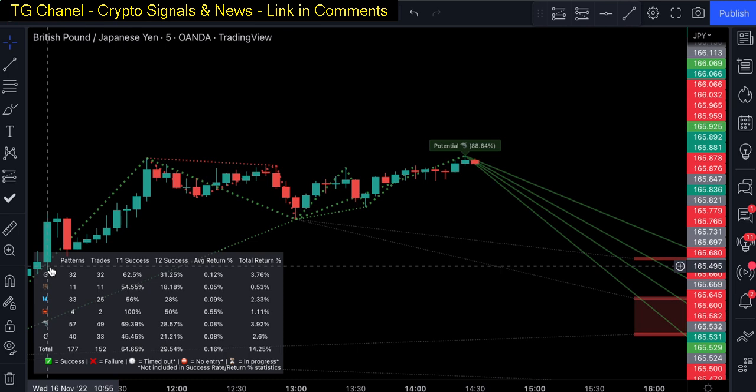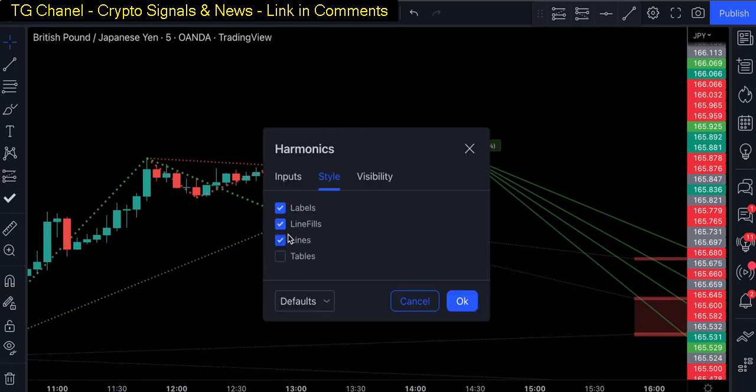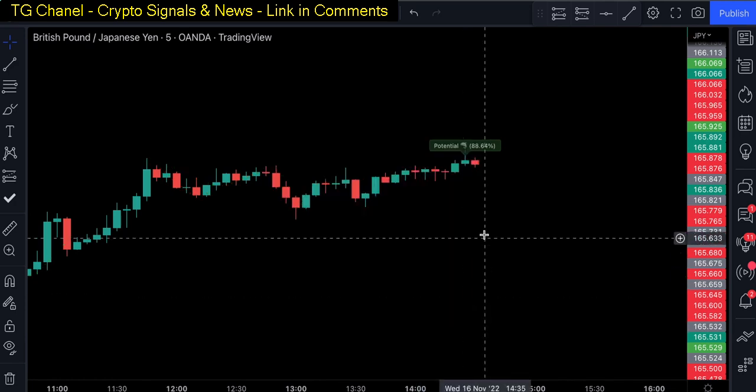Although these lines and the table look really cool, we're gonna have to get rid of them because the chart looks super messy. As we can see, we've only got labels on the chart.